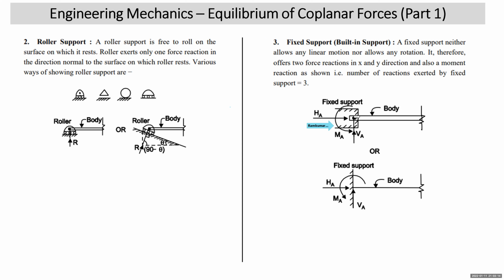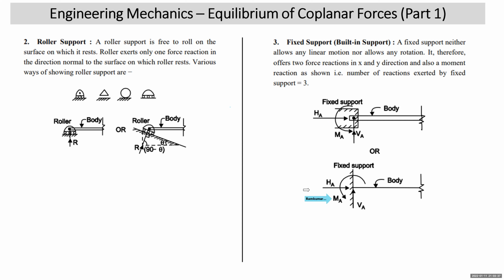Here the body is shown with the thickness. So this support is fixed support. We also call it built-in support. The same thing has been shown where the body has been fixed to the wall. So this fixed support will exert three actions: horizontal, vertical, and third is in the form of movement. Hope you all understand it.